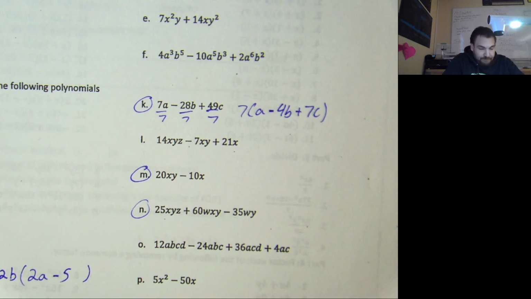What's our problem with m? What's the answer for m? It's going to be 10x bracket 2y minus 1. Oh, I just got 2y. Okay. So you guys, I'm willing to bet a bunch of you did this. Again, when you divide, you do not get 0. 0 is never the answer when you divide things.